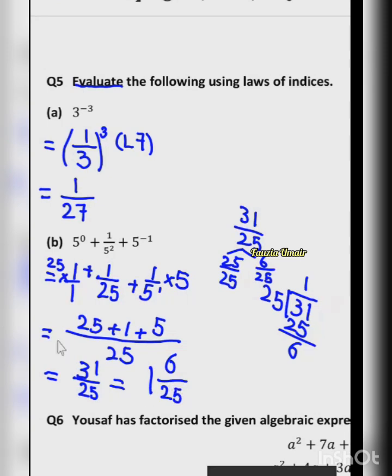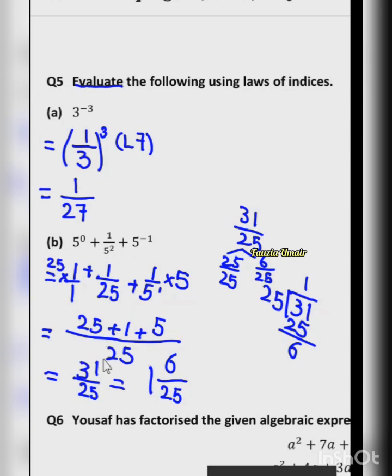Are you getting this? So this is how you need to convert, right? Because 31 by 25 means that there is a whole number hidden inside this fraction. So we just separated that whole number, all right? So this is your final answer.